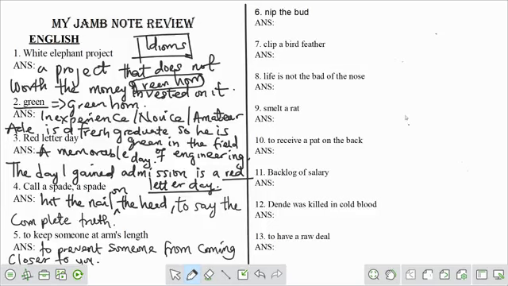So to nip the bud means to prevent a problem at an early stage.